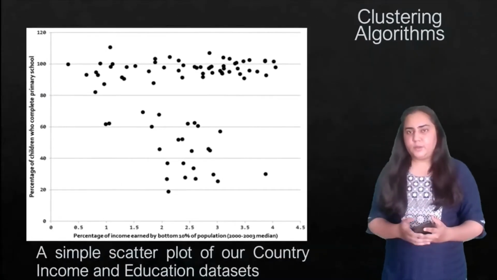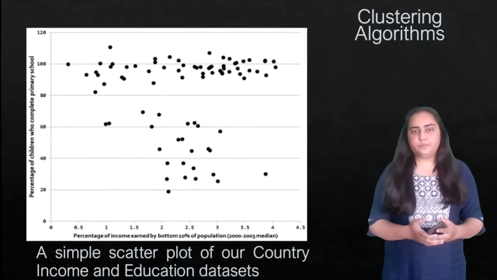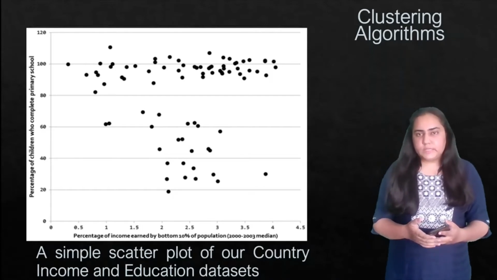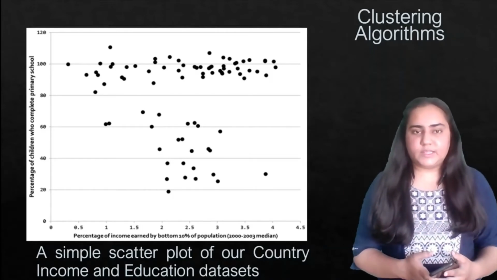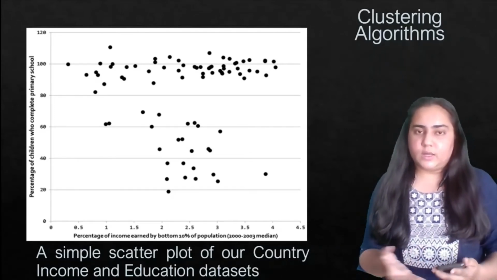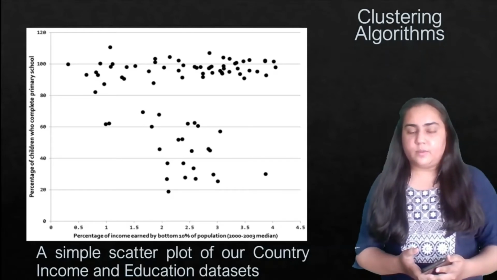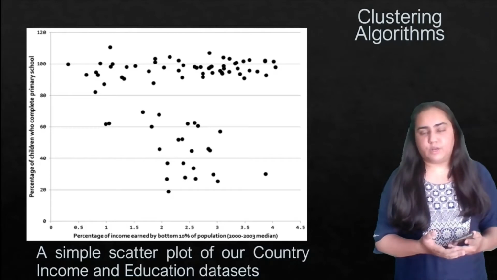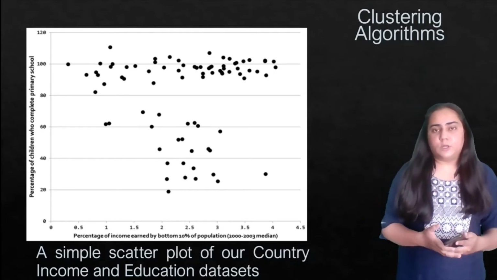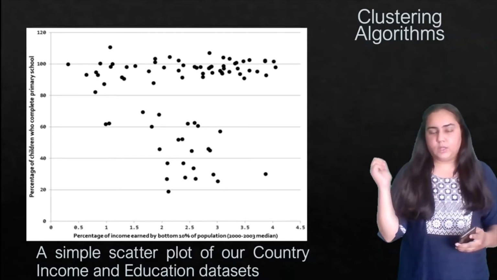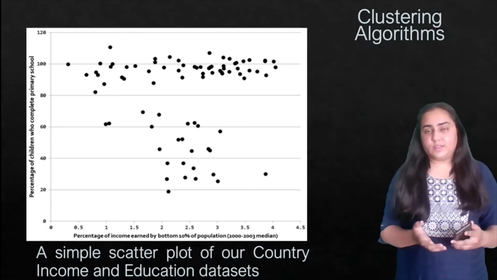Now here is a scatter plot created out of the country income and education data set by World Bank that I talked about earlier. So you can see that in this plot, there is clearly an x-axis and a y-axis given. The x-axis contains the people's income, and the y-axis contains how many children finished primary education, the percentage. So for every country there is a data point or a dot available in this scatter plot.